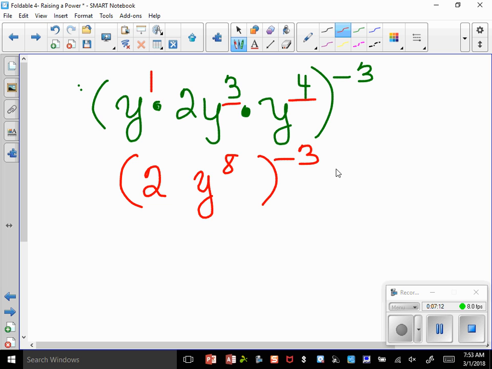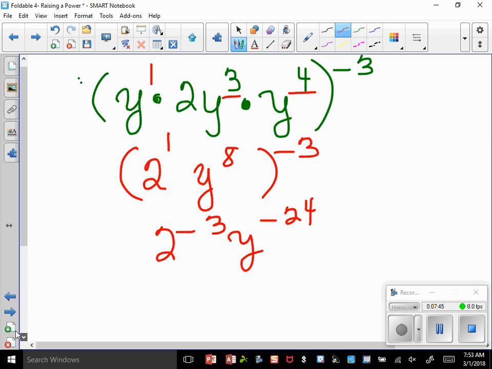Okay, so now I'm going to use that raising the power rule, which says now since I have this on the outside, I'm going to multiply the powers together. So that'll be 2 to the negative 3rd, y to the negative 24. Now keep in mind, you cannot leave negative exponents in your answer. So now we're going back to the rule that we learned previously where it says you have to take the reciprocal in order to make the exponents positive.